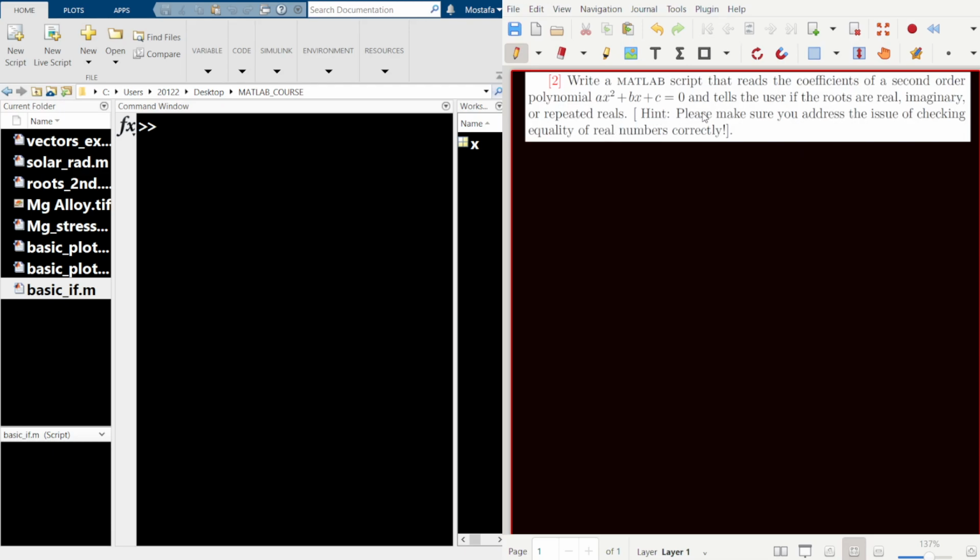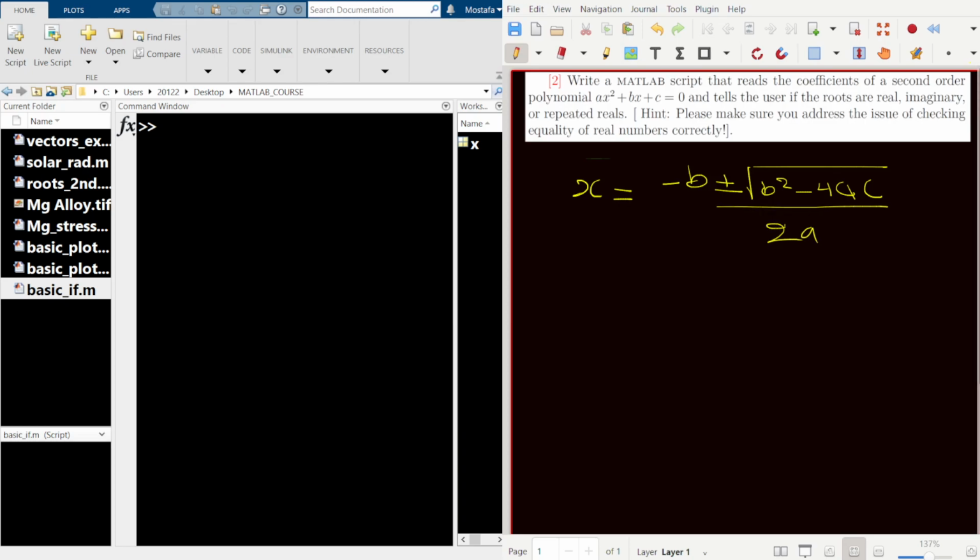And then there is a hint here about making sure that we address the issue of checking the equality of real numbers correctly. So let's take this step by step and see how we can analyze this problem. Let's remember together that the roots of this second order polynomial are negative b plus or minus root b squared minus 4ac, divided by 2a. But we don't really need to calculate the roots. It would be a waste of time to actually calculate the roots and decide whether complex or not.